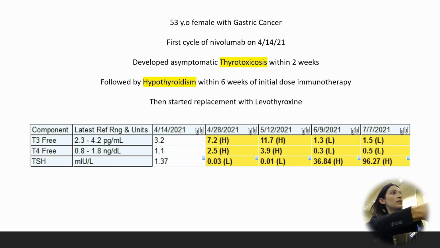So look at this here. This is the patient's baseline. She's 53, with gastric cancer. She gets Nivo, okay? And about 2 weeks after, her baseline starts to change. But what do we have? We have a high level of T4 and a low level of TSH. This happens again. But what happens after? Hypo. Okay? So what do we do in this time when she's asymptomatic? Nothing. We watch and wait, okay? And when she is symptomatic, we start hormone replacement. All right?